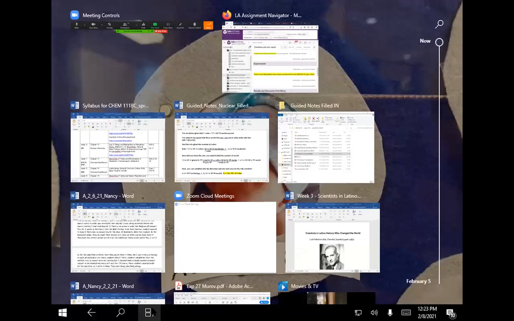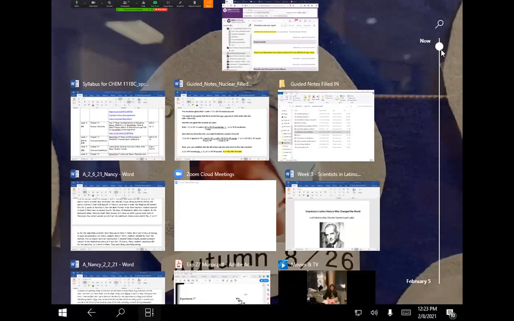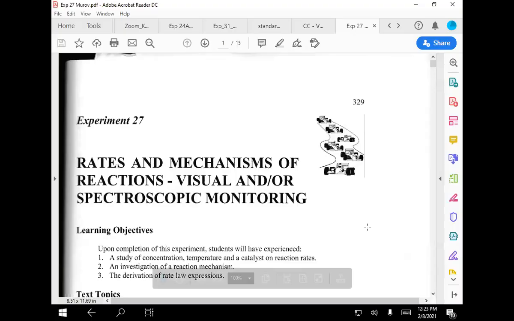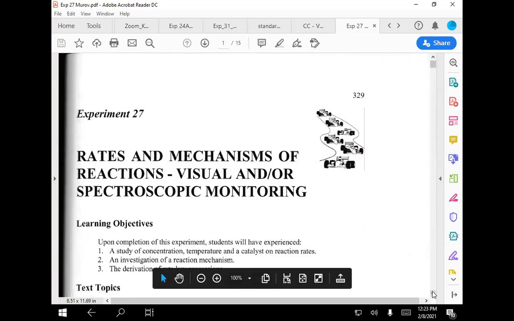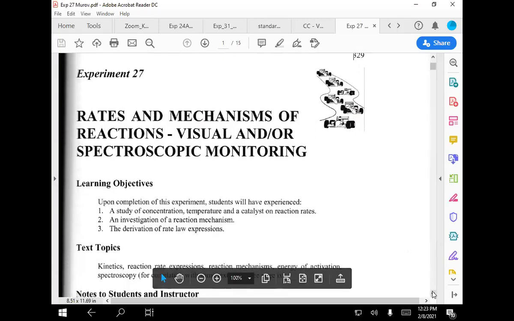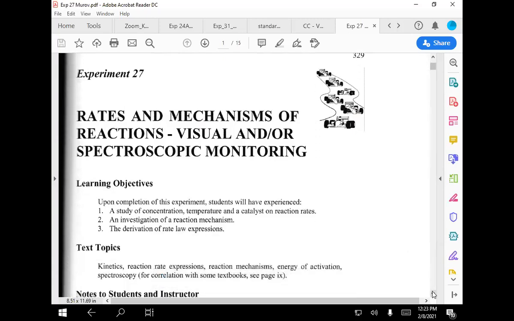Okay, so you have your Murov laboratory notebook. And this is the experiment that we're doing this week. So it is a rates experiment. It's visual and spectroscopic. So we finished the rates chapter. So now we're going to do a lab report about rates.